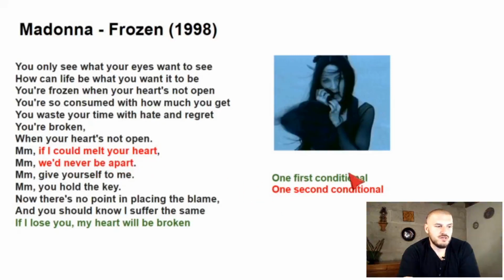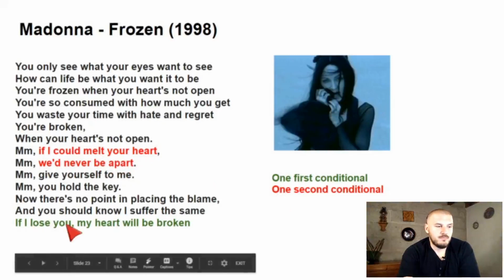A first conditional, if I lose you, my heart will be broken. If I lose you, my heart will be broken. Remember, the first conditional is present with if and then will as a consequence. This is realistic, right? If I lose you, my heart will be broken.